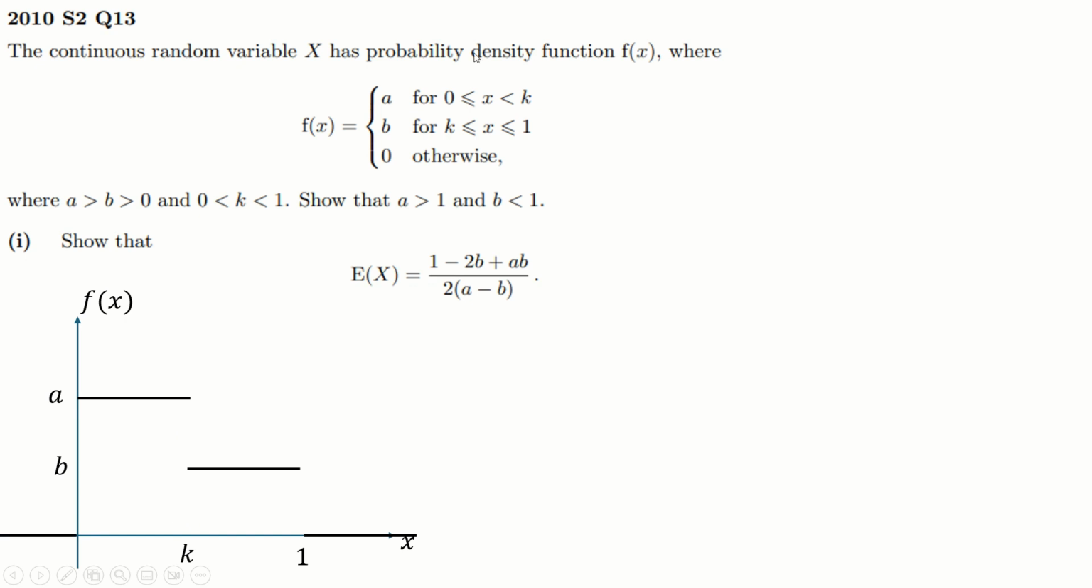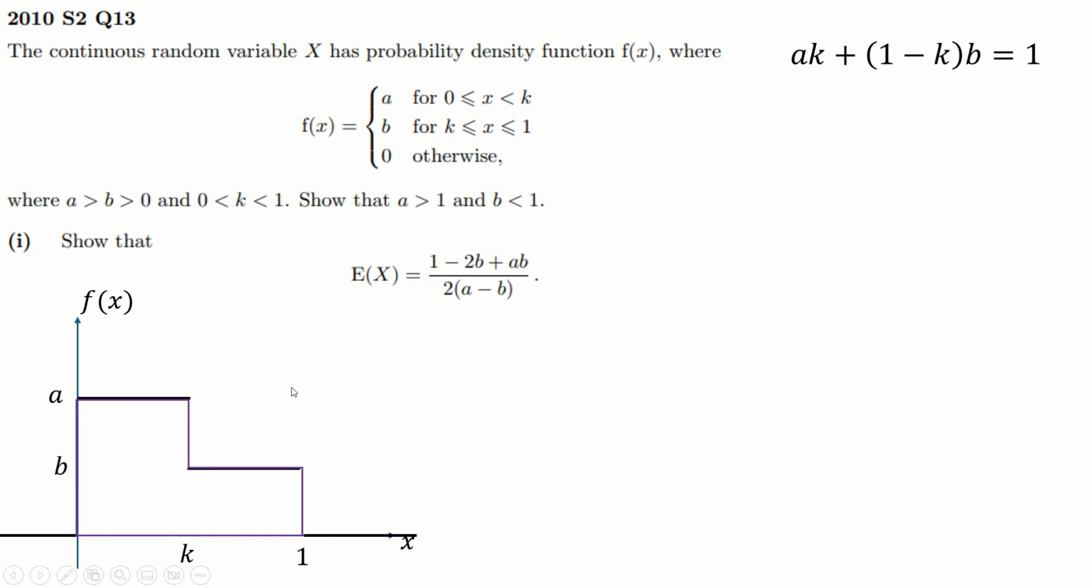What do we know about probability density functions? Well, the area underneath them must add up to 1. So therefore, this area here equals 1. So a times k plus (1 minus k) times b must be equal to 1. And I'll put that up there just for now.